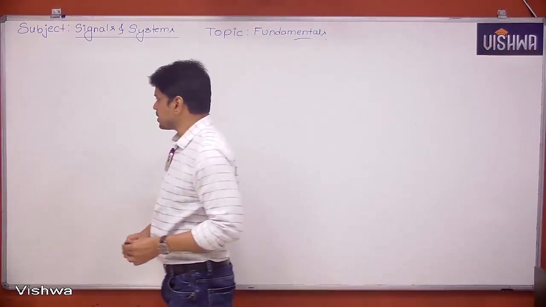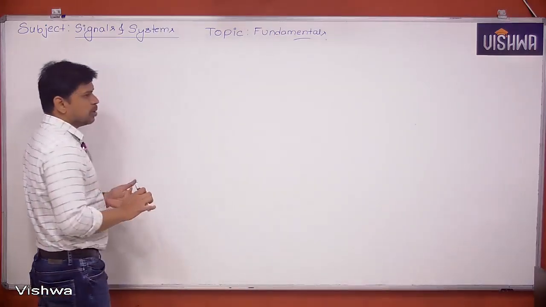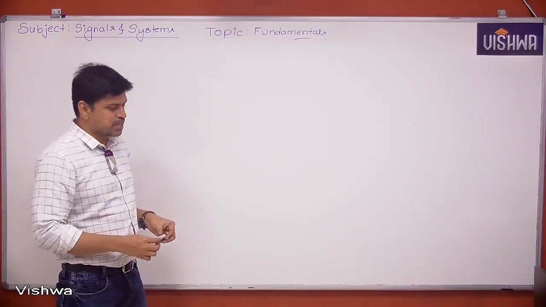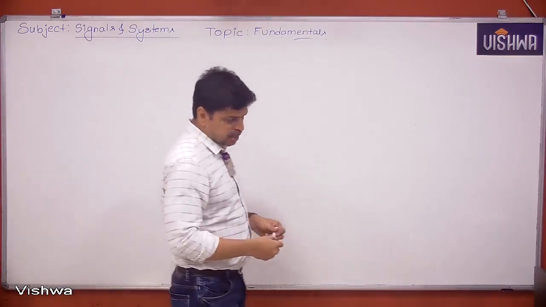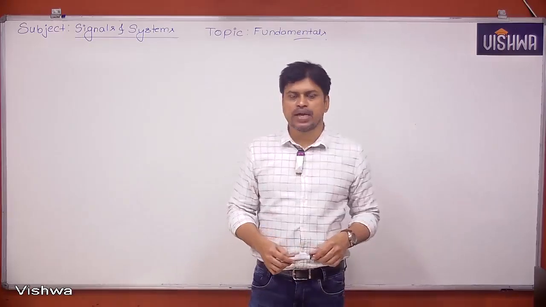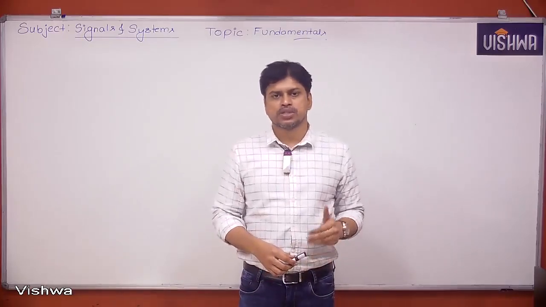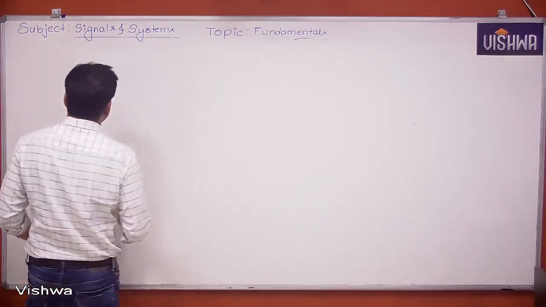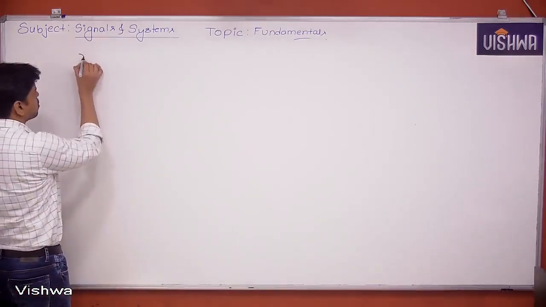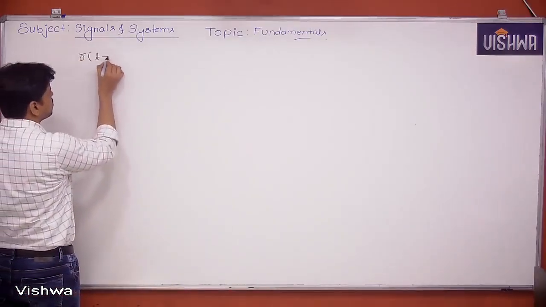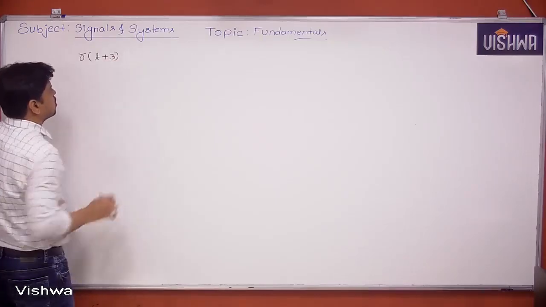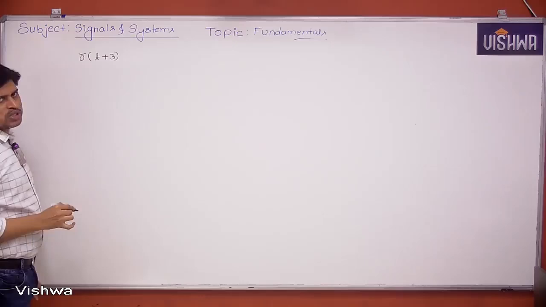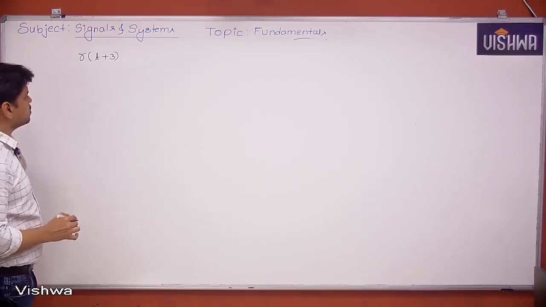So in the previous class, we have seen about the step signal and ramp signal. We have seen that step signal introduces a jump or discontinuity, whereas ramp signal introduces a slope. Okay, that's what we have seen. Suppose it is given like this, r of t plus 3. So it is a ramp function which is going to introduce a slope at minus 3.